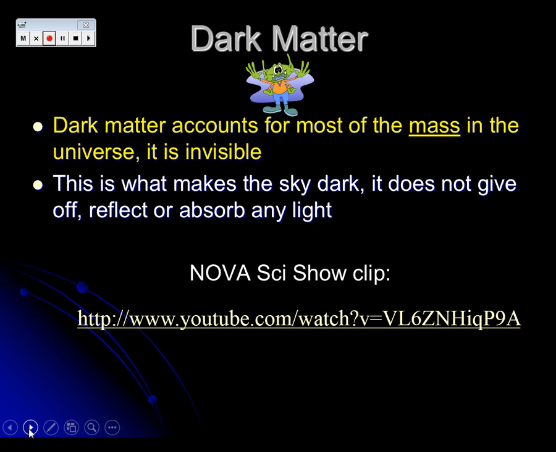Dark matter. Okay, dark matter. When you look up at the nighttime sky, the sky looks dark, and what you're essentially looking at is dark matter. This accounts for most of the mass in the universe, and it's invisible. Now, you're thinking, why does it make the sky look dark? Because it doesn't give off, reflect, or absorb any light, and it literally makes the sky look dark. There's a Nova SciShow clip right here at the bottom that I want you to click and go ahead and watch that video, please.